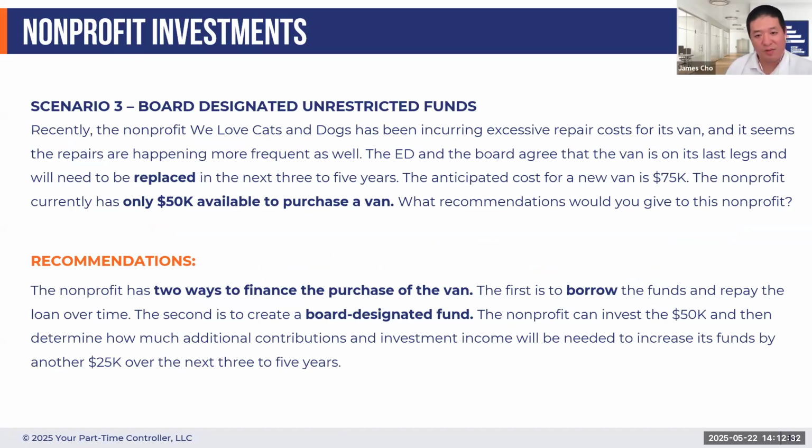The first is to borrow the funds and repay the loan over time. And the second is to create a board designated fund. The board can invest the $50,000 and then determine how much additional contribution and investment income will be needed to increase its funds by another $25,000 over the next 5 years.